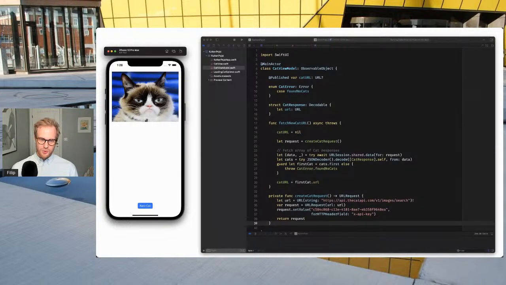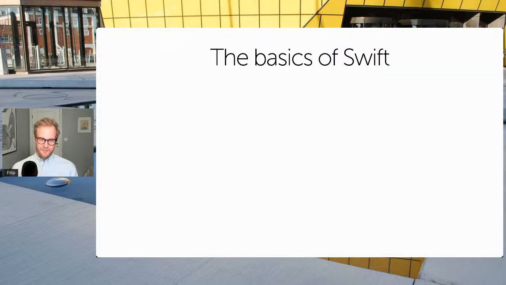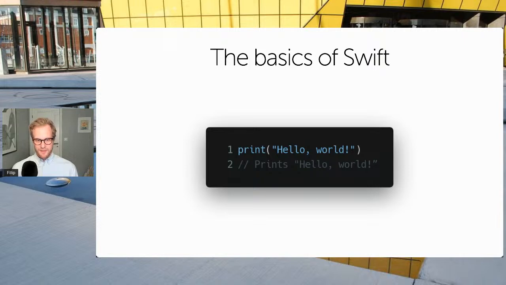And this is all the code. Don't look at this code right now. We're going to go through it later. But this is all the code that's required to download this cat image from the internet. There's, of course, a UI part to it, which I won't cover, but Johan will teach you about SwiftUI later. But this is all the code that's required to download this cat from the internet. So let's dive right in. And as tradition dictates, when you learn a new programming language, you must learn how to print Hello World. And this is how you do it in Swift.